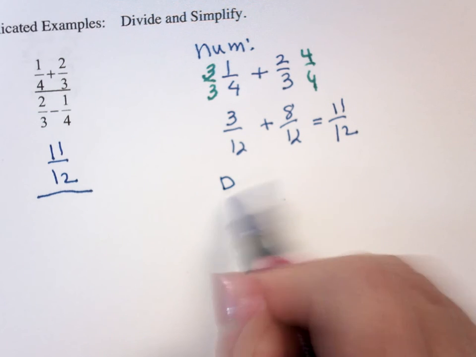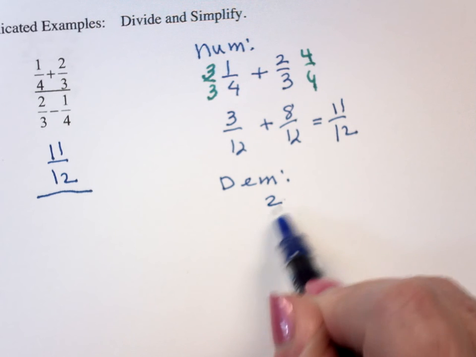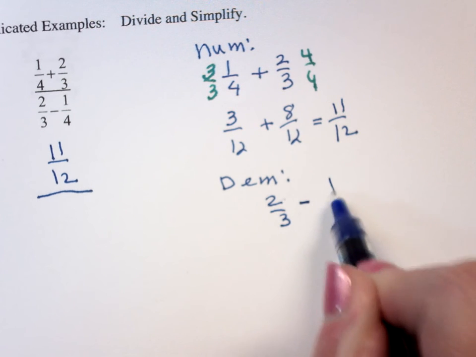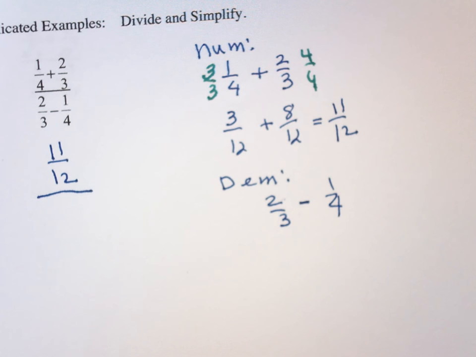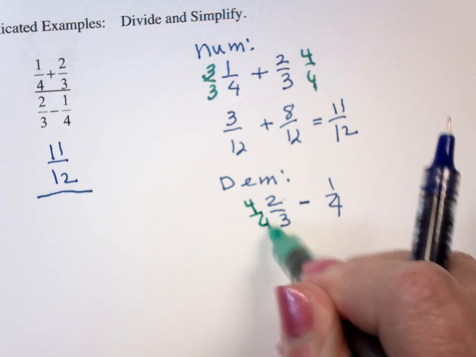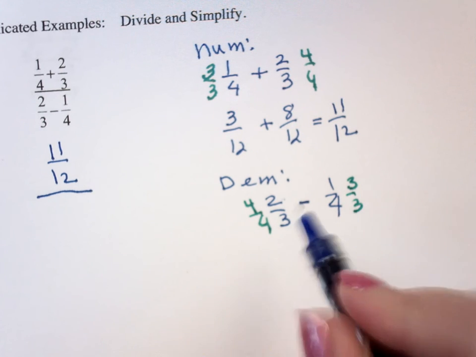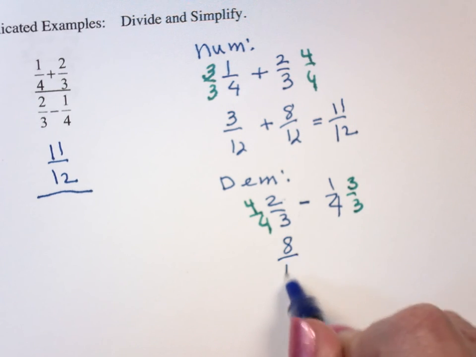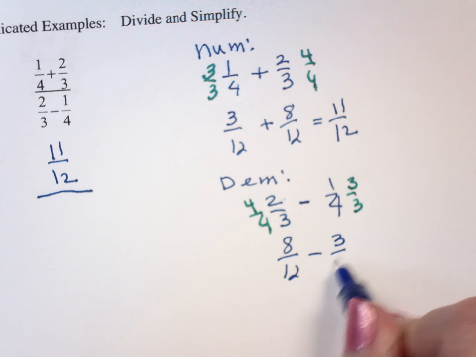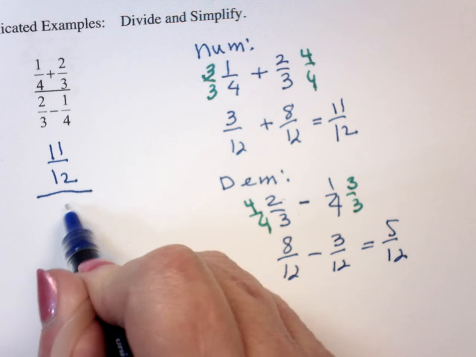Then I go after the denominator. This is 2/3 minus 1/4. Good news, the common denominator is also 12. So 4/4, 3/3. I'm going to get 8/12 subtract 3/12 is 5/12.